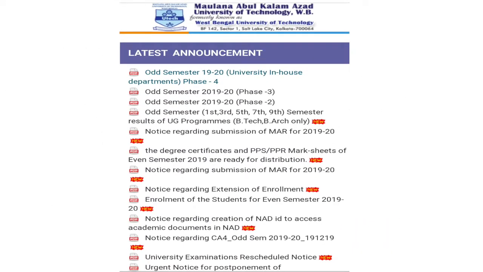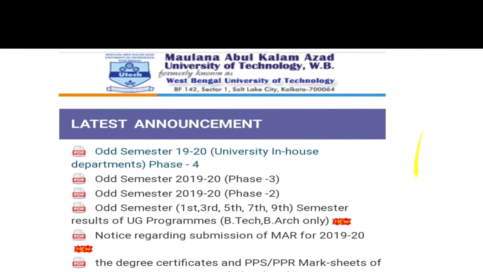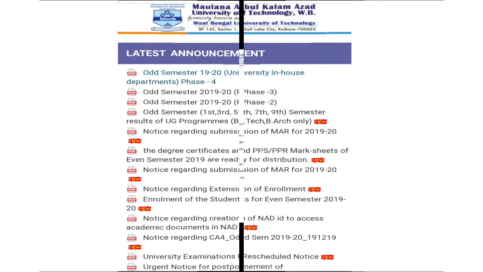So let's move towards the next part, that is, many students have got frustrated during this lockdown period when an announcement was published on the website, like odd semester 2019-20 university in-house department phase 4 results have come out. Many have started believing that Makaut is giving preference to the in-house students, and those students who were studying in other colleges are not getting any kind of priority. But let me tell you this is not the situation. And why it is not the situation, let me show you this also.